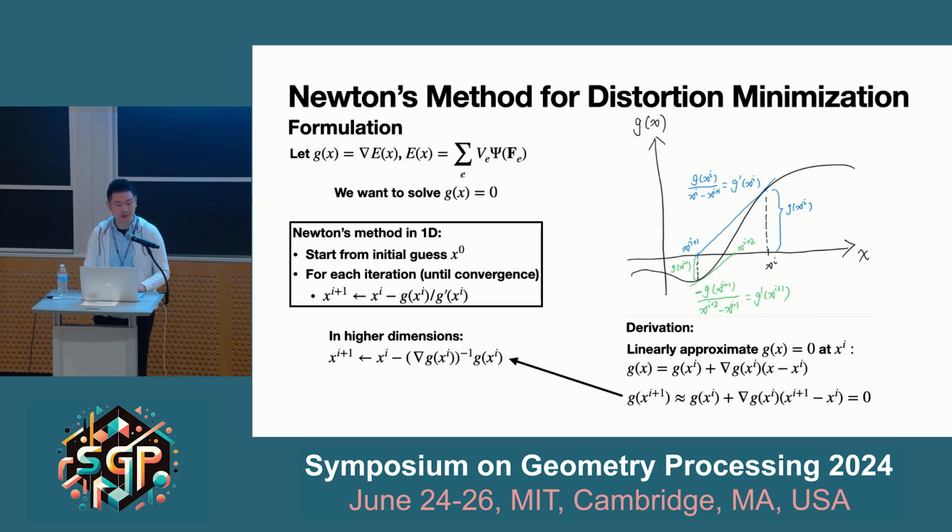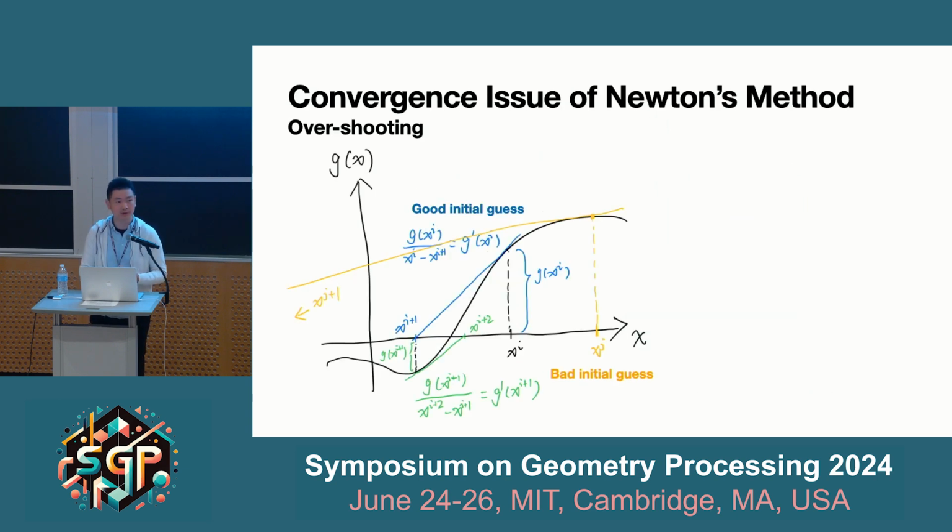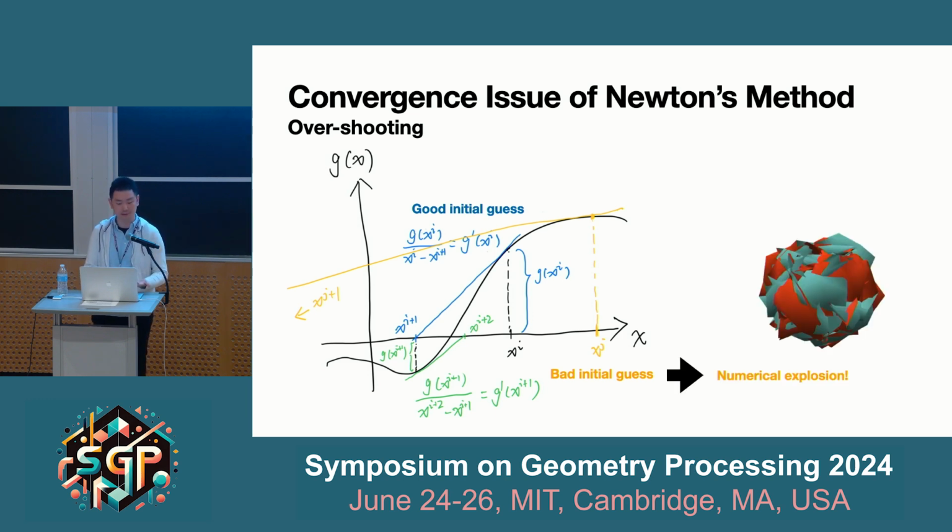So Newton's method can converge very quickly compared to first order methods. But one issue of Newton's method is that it needs to start with an initial guess that's sufficiently close to the solution to converge. Or if we start from a bad initial guess, like the yellow point here, we might experience overshooting issues where the iterate just gets further and further away from the solution. And this will lead to numerical explosions and generate garbage visually.